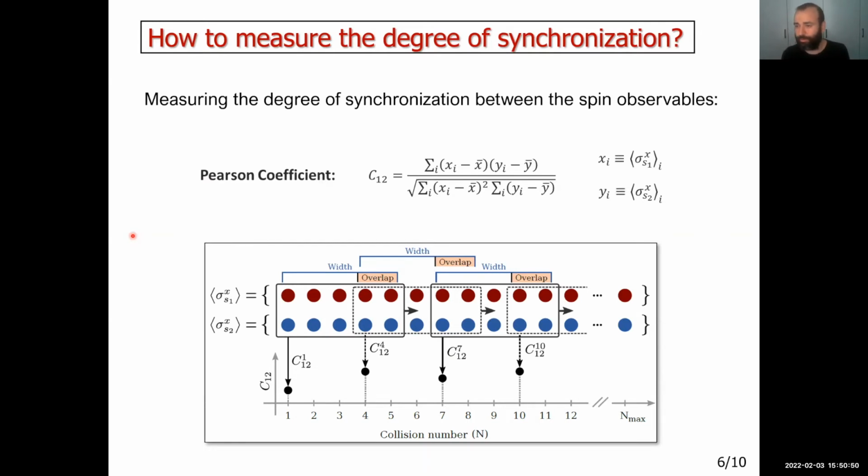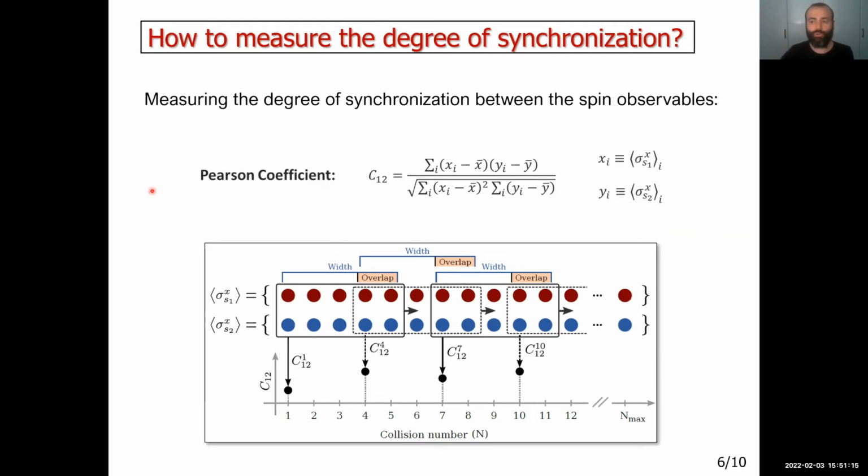Once again, just to remind you, you can choose any other observable. Unless you choose something really pathological, you'll get the same result. Okay, so how do we calculate this Pearson coefficient? For two given data sets, if you calculate this, you get a number. But we want to see the evolution of this number, which gives us information about the nature of synchronization.